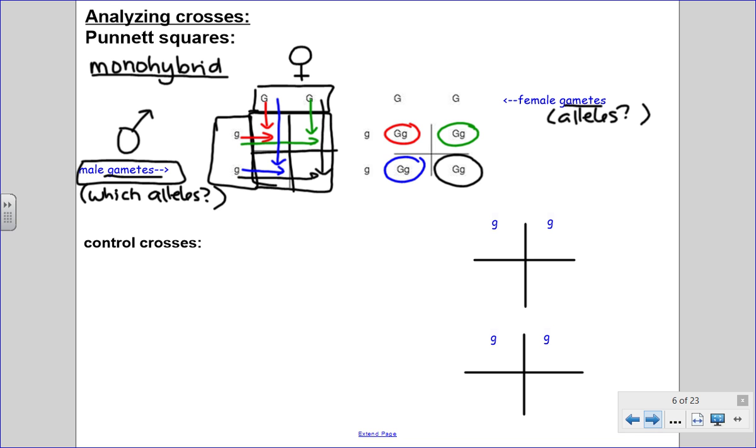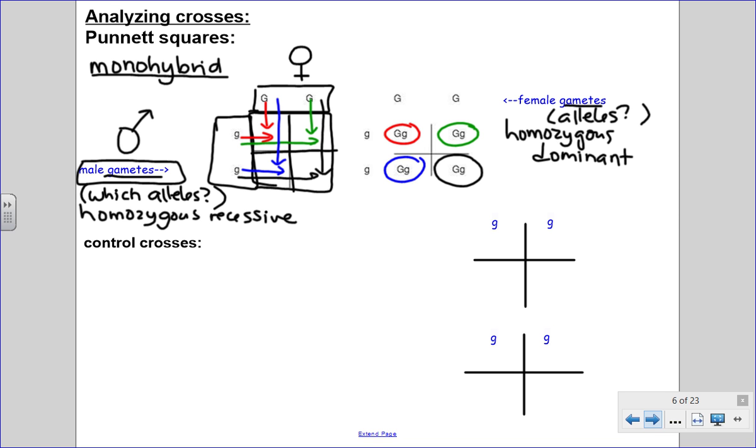Now in this particular sample, my male had two copies of the same allele, and my female also had two copies of the same allele. I would call my male homozygous recessive. I would call my female homozygous dominant. That would be the types of alleles that they had. So when you use a Punnett square, you take a look at which alleles the two parents have, and you put them on each side and then match them up.